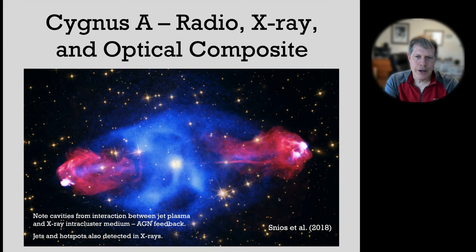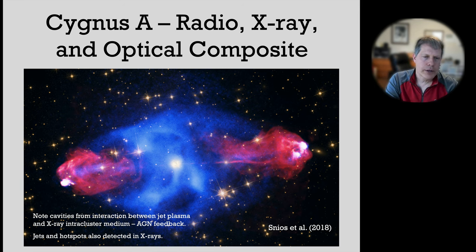Here is another picture of Cygnus A, the system we've shown many times and have been using as our prototype. This one is a radio, X-ray, and optical composite image where the X-ray emission is shown in the bluish colors now, and the radio emission is the reddish colors, and then the sort of yellow background shows the stars and galaxies in the image. Okay, this is a beautiful composite image.